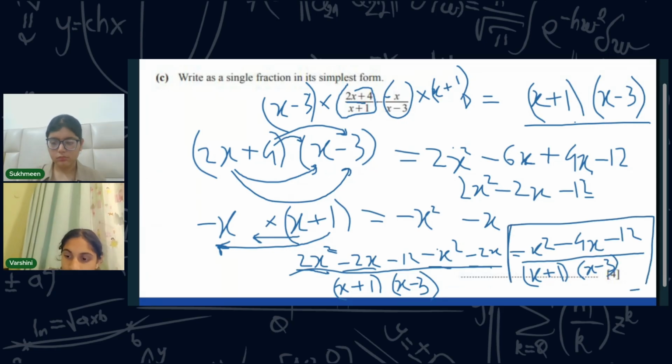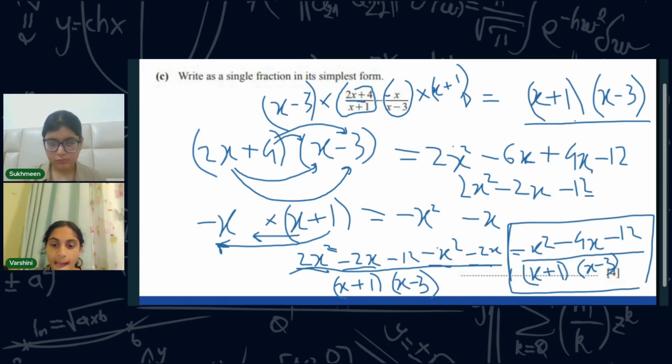Don't forget to make sure your answer is clear so the examiner knows where you've written the answer. And so that is going to be our final answer over here. Sorry, wait. This is going to be x squared minus x, not minus 2x. So that will make this minus 3x.